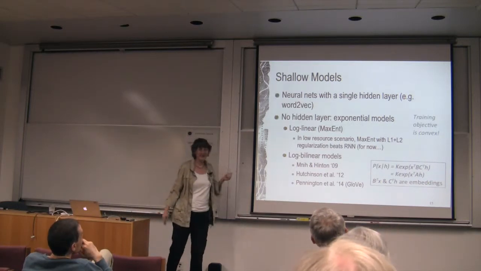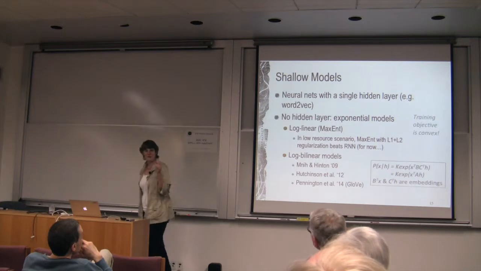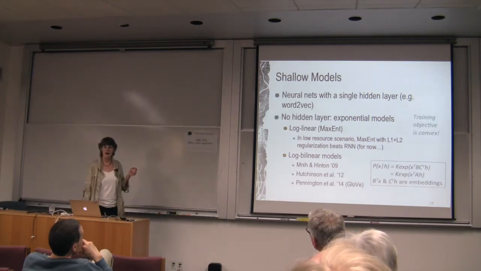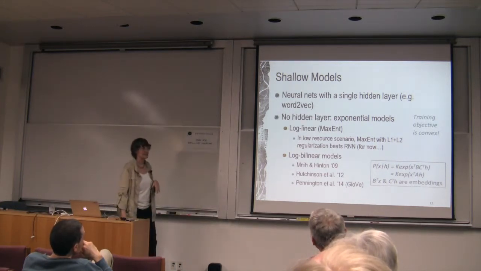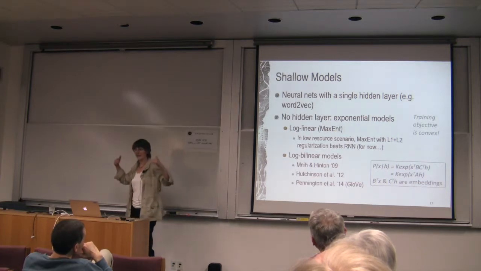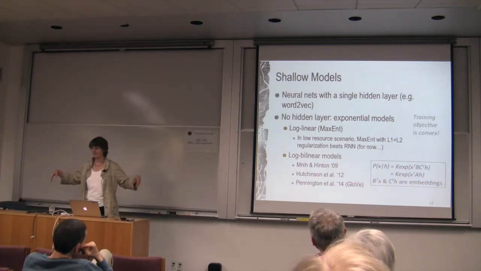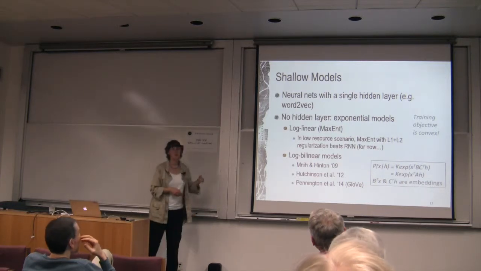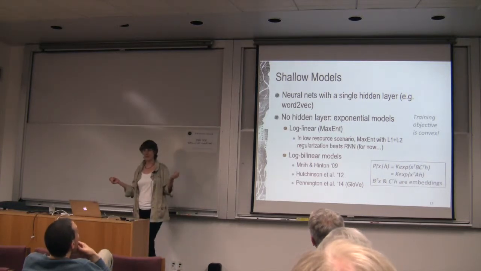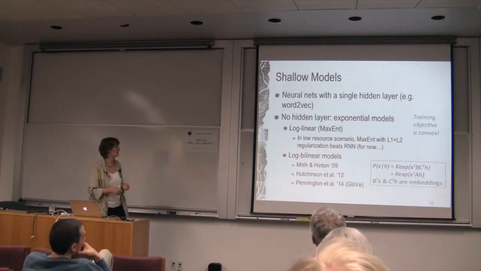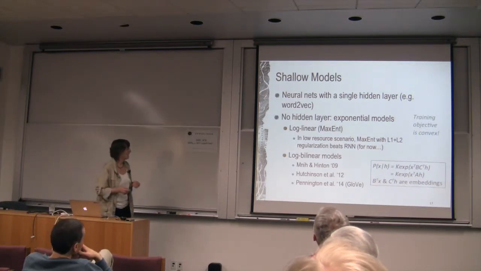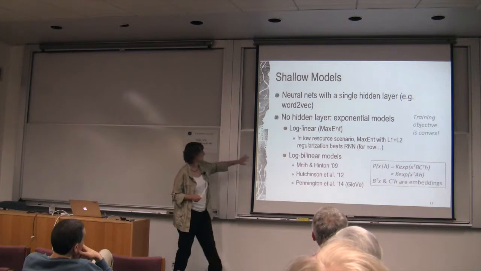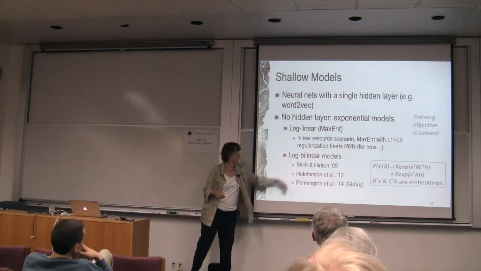There are a couple of different shallow models we can think of. The Word2Vec sort of things are shallow in that there's just one hidden layer. But you can have a shallow model by just using an exponential model. You could have a log linear model, that's maxent, and you could have a log bilinear model, which is what I'll go into next.